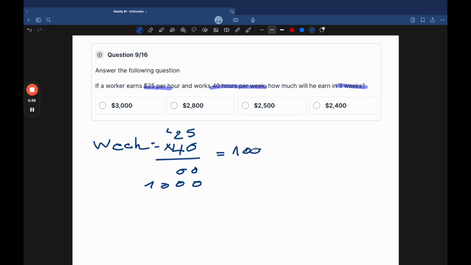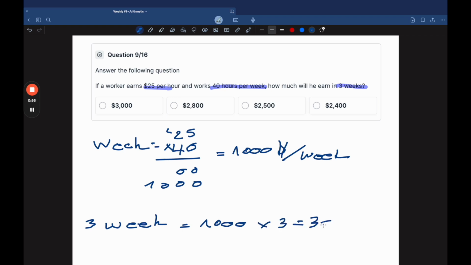Step 3. Calculate earnings for 3 weeks. Next, multiply the weekly earnings by the number of weeks. $1,000 per week multiplied by 3 weeks equals $3,000. The worker will earn $3,000 in 3 weeks.